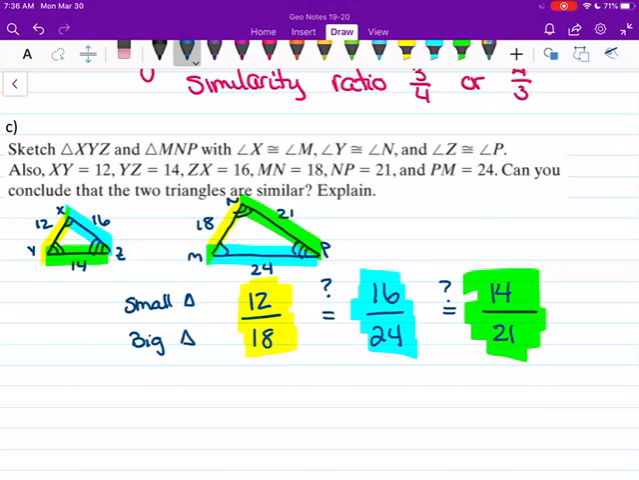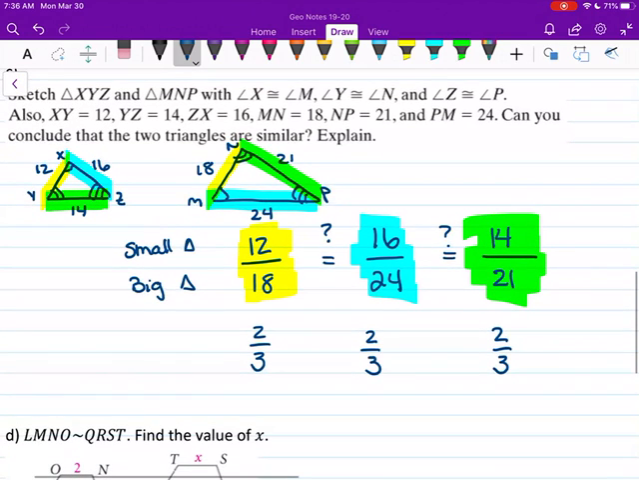So when I go through and reduce these, 12 over 18 would be 2/3. Divide both by 6. 16 over 24, divide both by 4. I get 4/6. Oops. Let's divide both by 8. So then I get 2/3 as well. And if I divide 14 and 21 by 7, I also get 2/3. So here we go. My answer is yes, they are similar.